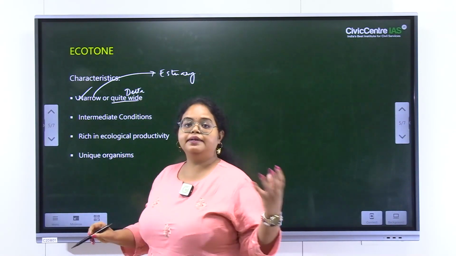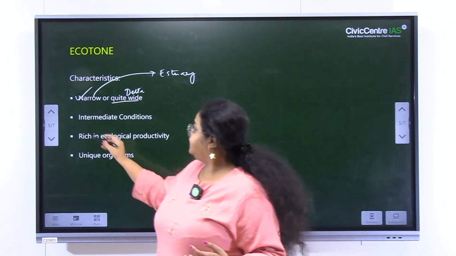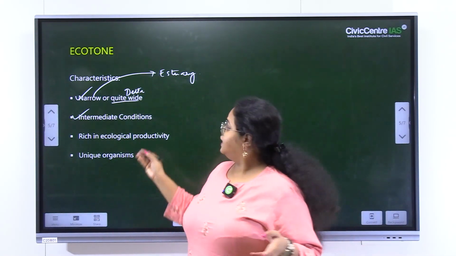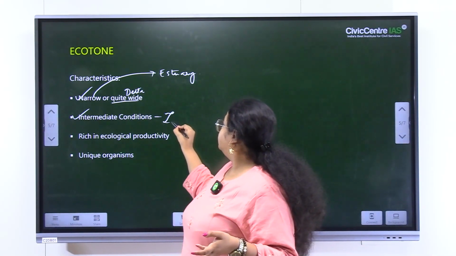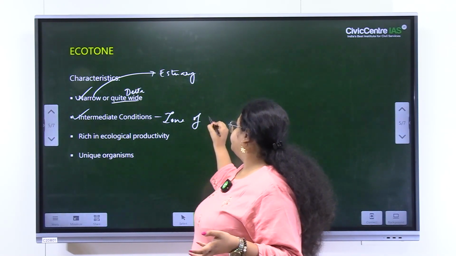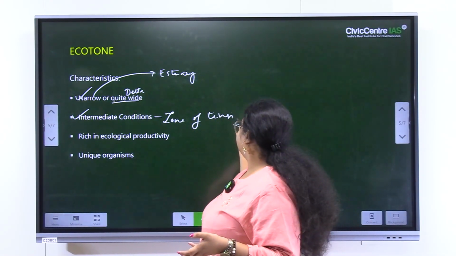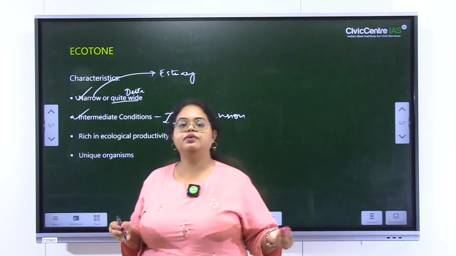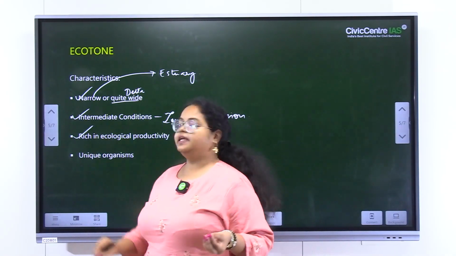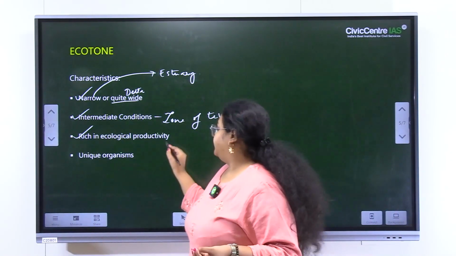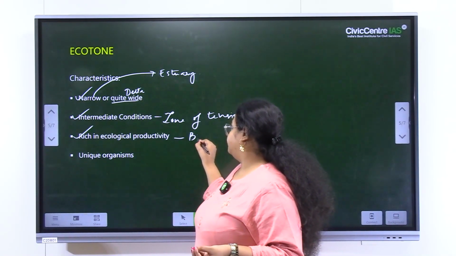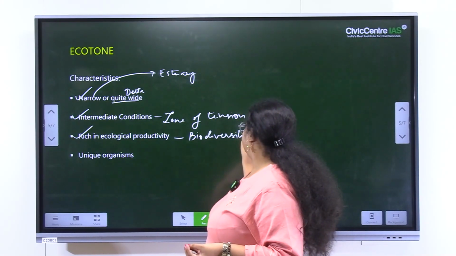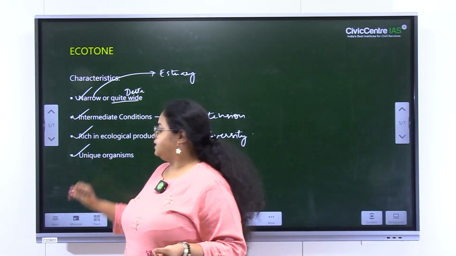And they have intermediate conditions of both the ecosystems on either side and hence they are always in a zone of tension. We also understood that because of its high nutrient value, it is rich in ecological productivity, making it rich in biodiversity. And we can also find unique organisms here.